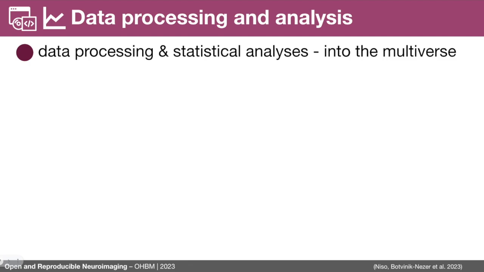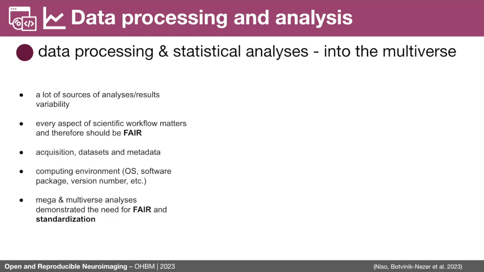And the discussion about statistical analysis brings us to this rather recently introduced new method and approach to statistical analysis called multiverse analysis. As outlined many times throughout this presentation and the prior ones, and as we will hear again in the subsequent ones, there are a lot of sources of analysis and results variability, because each and every single aspect of your scientific workflow matters, and changing certain parts of it might have a tremendous impact down the line, for example, on your results and thus the interpretation. And therefore, all of these aspects should be as FAIR as possible.